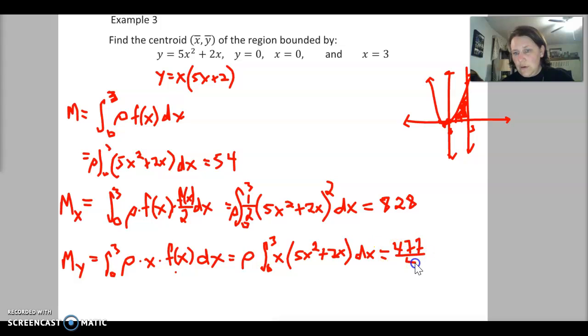And the answer to that one is 477 over 4, it looks like. 477 over 4. So then to find our x position, our x bar is going to be equal to our moment with respect to y over the total mass, which is 477 over 4 all over 54.